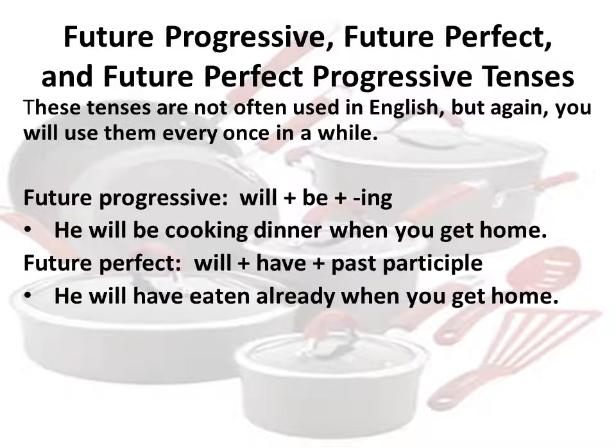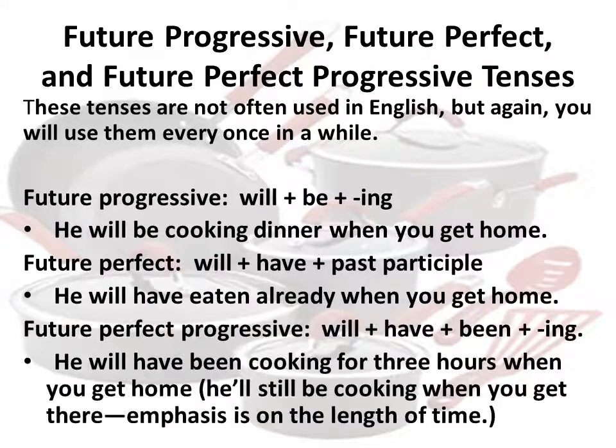The future perfect is used with will plus have plus the past participle. So we have this sentence. He will have eaten already when you get home. Again, when you get home means in the future, even though it's written in the simple present. And before you get home, he will have eaten. So that's one time relative to another, but this time it's in the future. So first he eats, and then you get home.